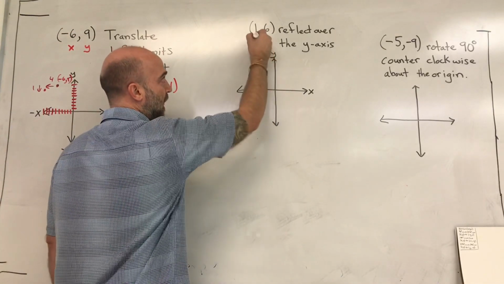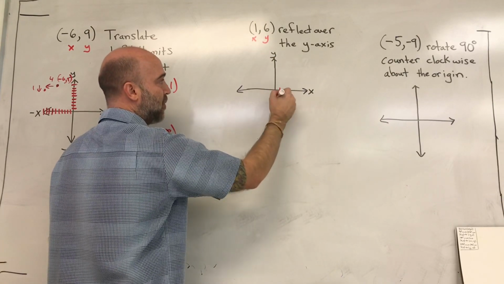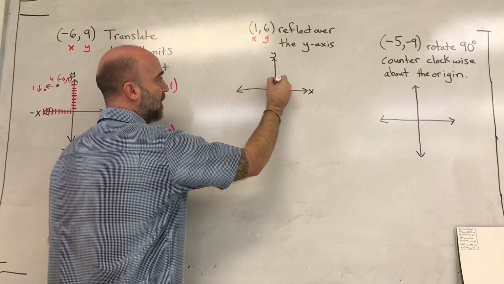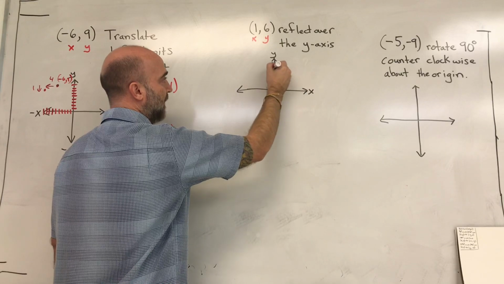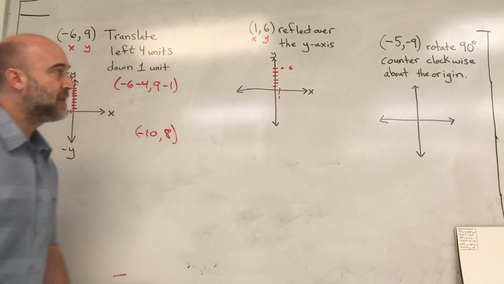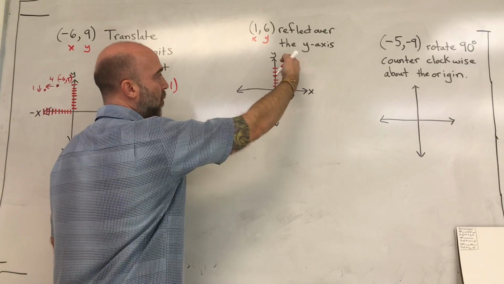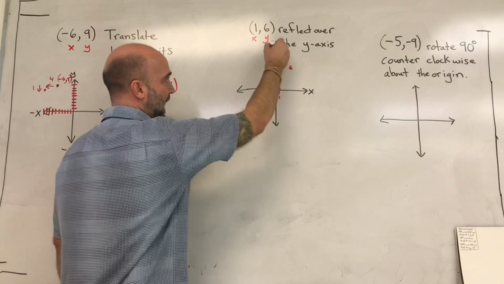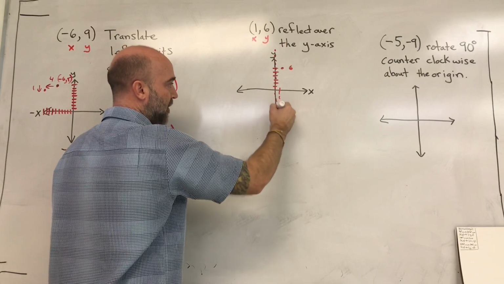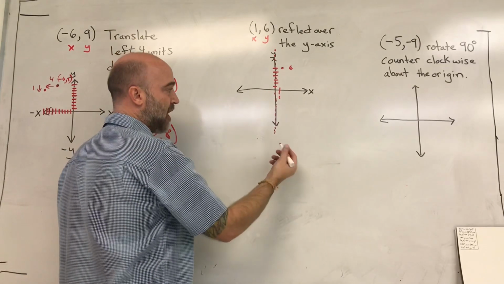The next one, let's go ahead and look at 1, 6 reflected over the y-axis. So x is 1, y is 1, 2, 3, 4, 5, 6. There's our point at 1, 6. And then we're reflecting over the y-axis. The y-axis right here is our line of reflection.